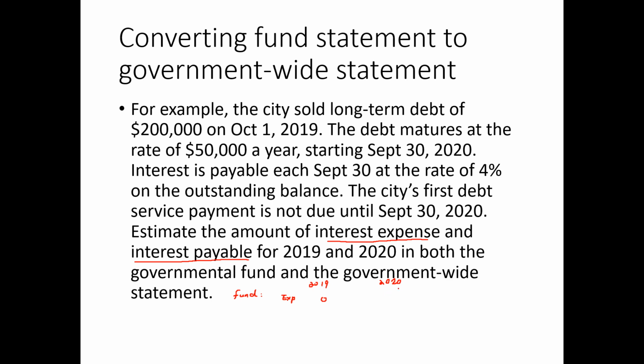And for 2020, the city is going to pay 4% of $200,000 for the whole year. So that's going to be $8,000 interest expenditure. Call this expenditure. And because in governmental funds we do not usually accrue interest payable, there's no interest payable for both years.